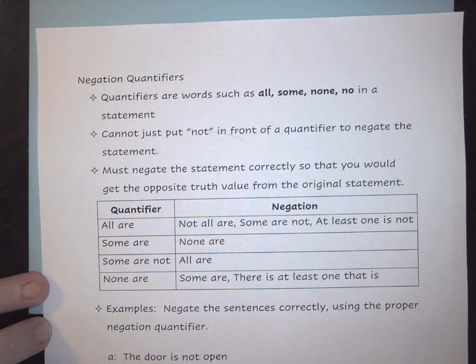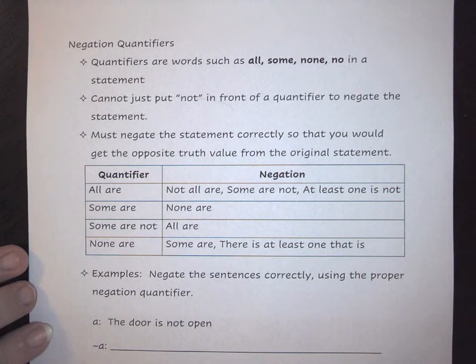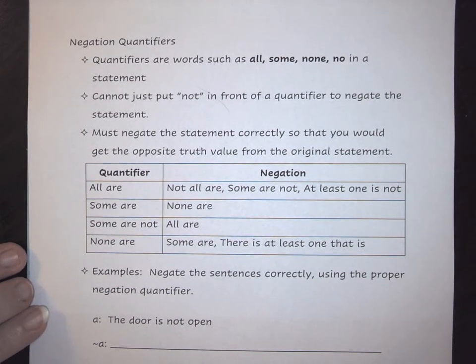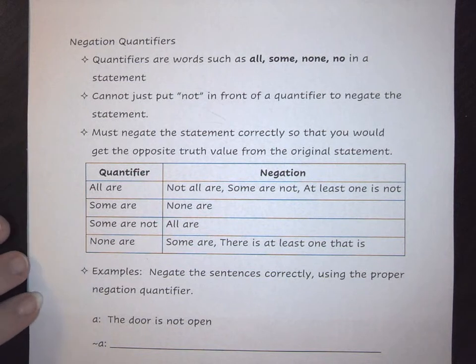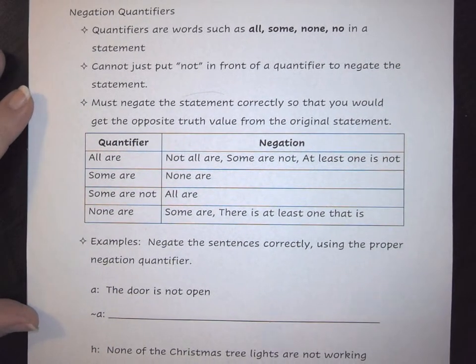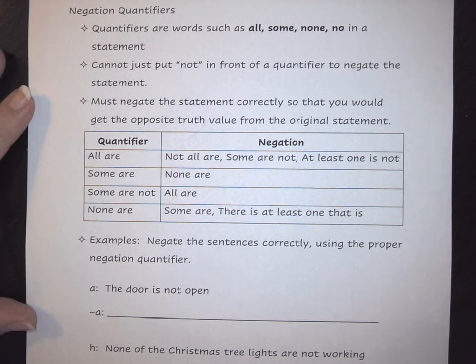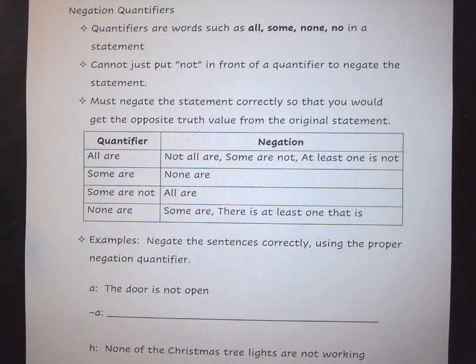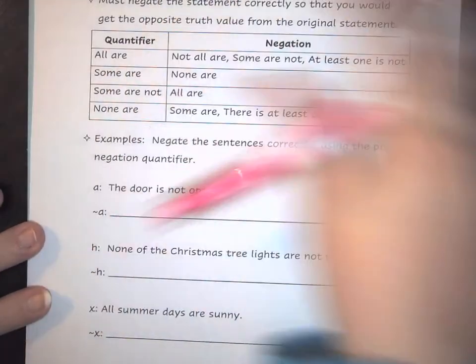Now with negations, we have what are called negation quantifiers. A quantifier is a word, such as all, some, none, or no, that shows up inside a statement, and it helps you figure out what the negation might be. What that means is that you can't just simply put the word not in front of all quantifiers to negate it. You have to use some semblance of the English language to make these things correct. In other words, we actually want to get the true opposite of that original statement. Therefore, we have quantifiers that help us figure out what the true opposite might be.